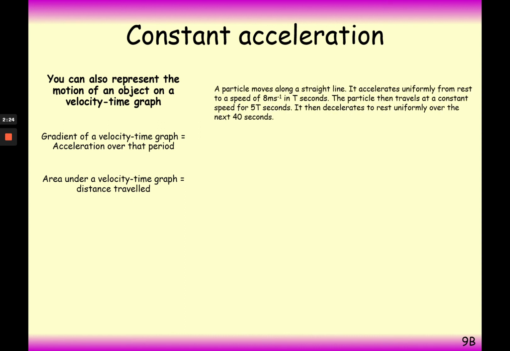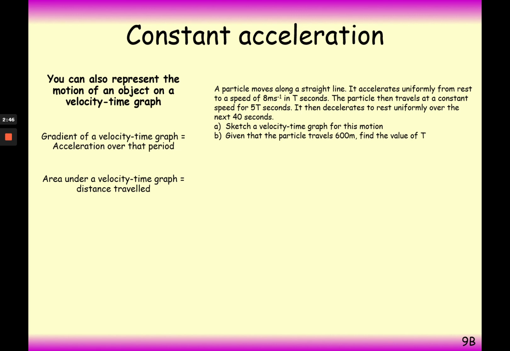Okay, another example. A particle moves along a straight line. It accelerates uniformly from rest to a speed of 8 meters per second in t seconds. The particle then travels at a constant speed for 5t seconds, and then decelerates to rest uniformly over the next 40 seconds. So we need to sketch a velocity time graph, and then given that it travels 600 meters, find the value of t.